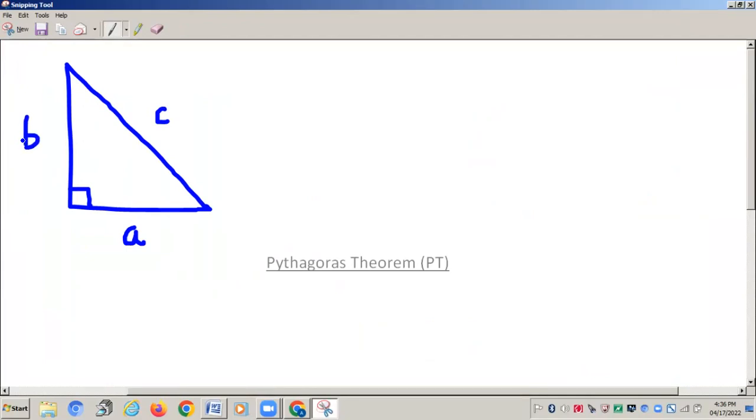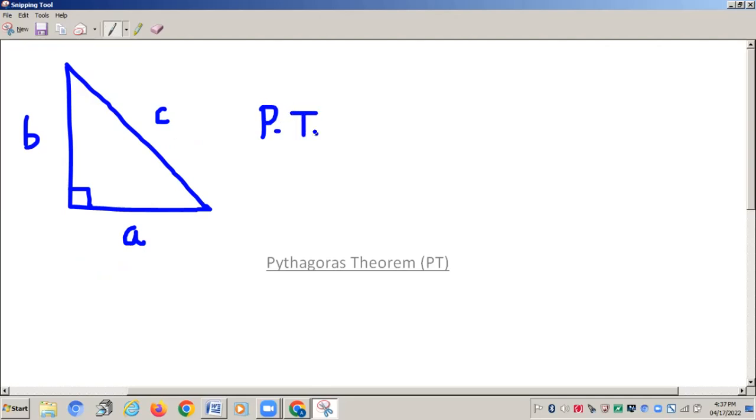Now, class, let me ask a question. Obviously, C would have been the longest side, correct? So therefore, side A and side B would have been the short sides. So this is Pythagoras' theorem.